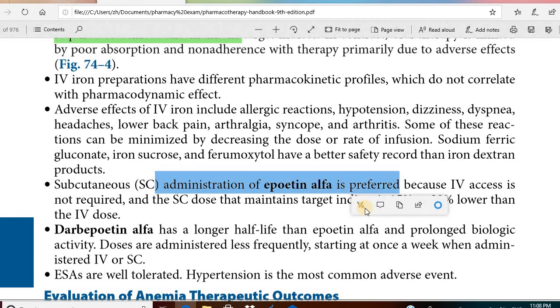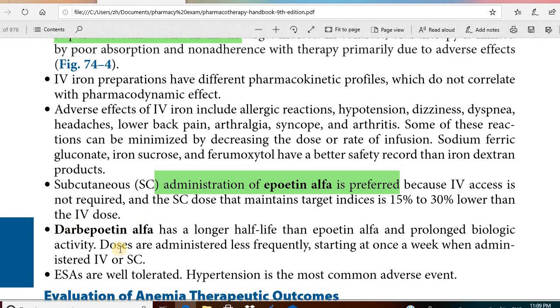Epoetin alpha, this is the drug which you can give subcutaneous preferred because IV access is not required and the SC dose that maintains target indices is 15 to 30% lower than the IV dose. So subcutaneous epoetin alpha is used more rather than the IV, because with IV you have to face more adverse effects, so you can go for the subcutaneous.